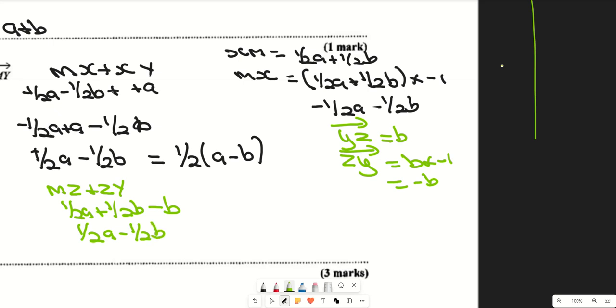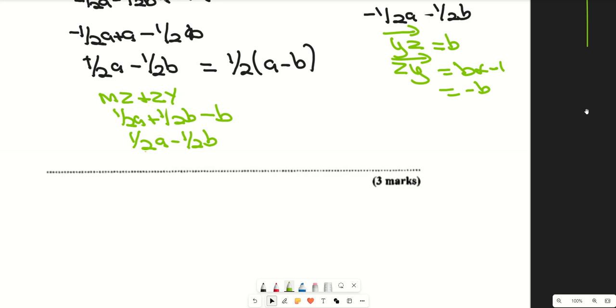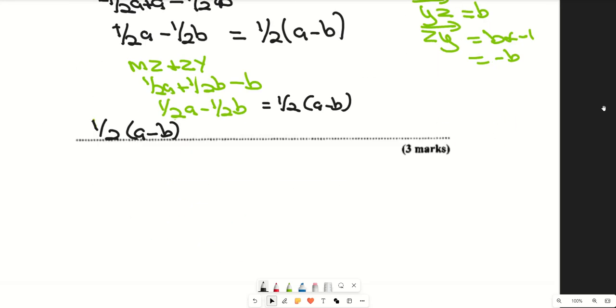We can see that this answer and this answer are the same. So it does not matter the order in which you choose to go. Just know that the answer is, well, you factorize out a half. That's a half, open bracket, A minus B. So that is your answer for what M1 is equal to.